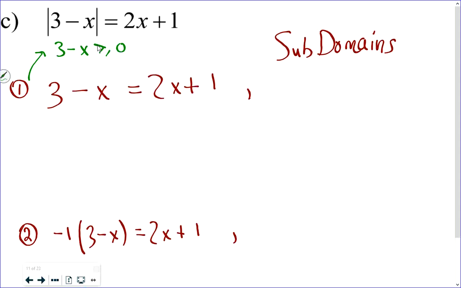How many of you would move the x over? I would probably move the x over, and I would get 3 is greater than or equal to x. But what is x then? If 3 is greater than or equal to x, what do I write for what x is? Well, it's less than or equal to 3.